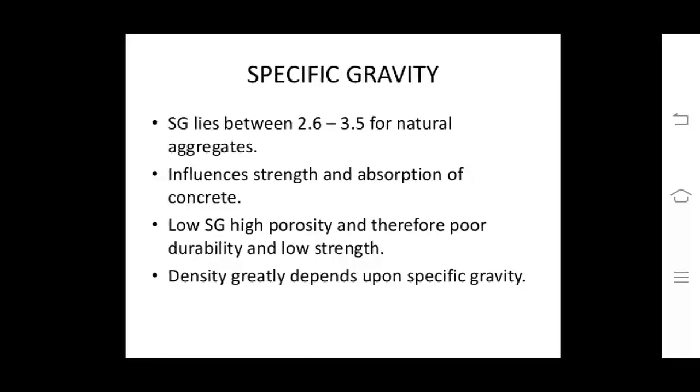The next property is specific gravity. Specific gravity of aggregate lies between 2.6 to 3.5 for natural aggregates. It influences the strength and absorption of concrete. Low specific gravity and high porosity mean poor durability and low strength of concrete. Density greatly depends upon the specific gravity of aggregate.